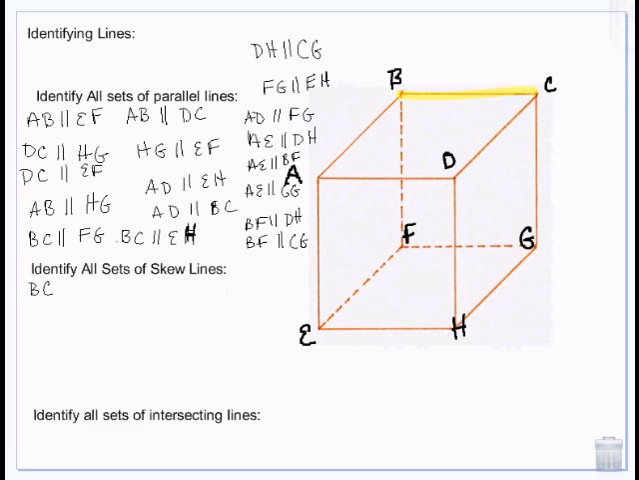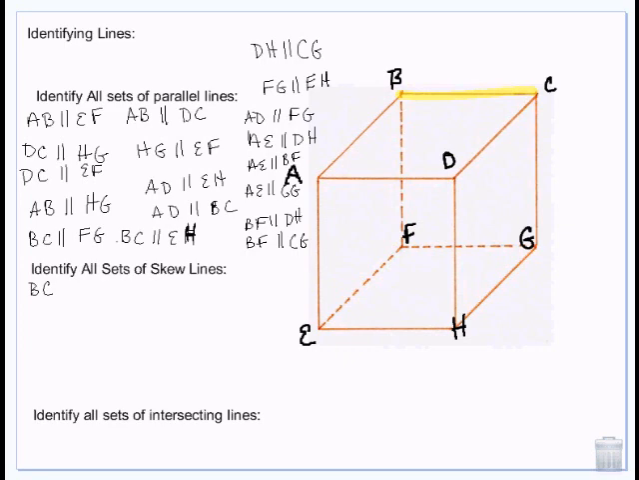All right, so skew lines. Skew lines are non-intersecting, but they're not parallel, so they're not on the same plane. So if I look at BC, all of these are parallel, right? The bottom of the back of the box and then the front of the box, the top and the bottom would be parallel. These are going to intersect. All of these will intersect, right? So what we have to do is determine which lines don't intersect but aren't parallel.